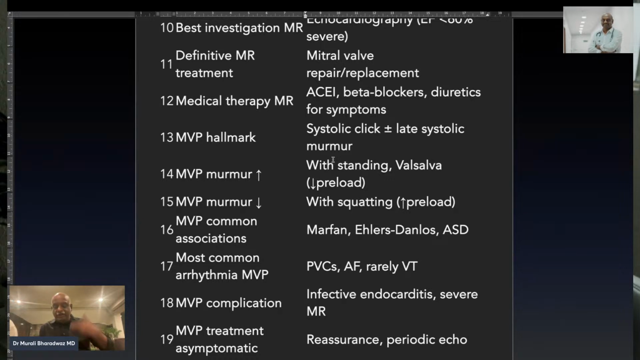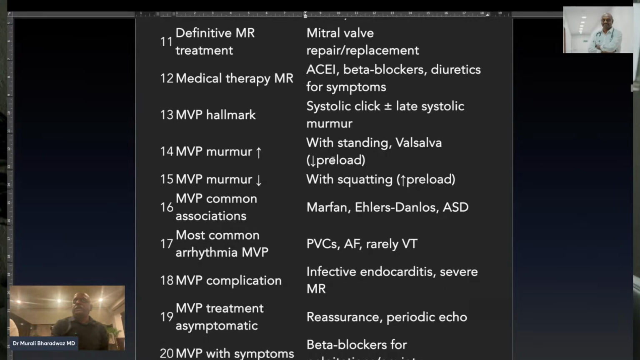That will increase the venous return. Ventricle size bigger, MVP murmur smaller is what you need to remember. Marfan, Ehlers-Danlos, congenital, they're all MVP associations. And mitral valve prolapse people also can have atrial septal defect. Mitral valve prolapse patients can also have ASD associated.